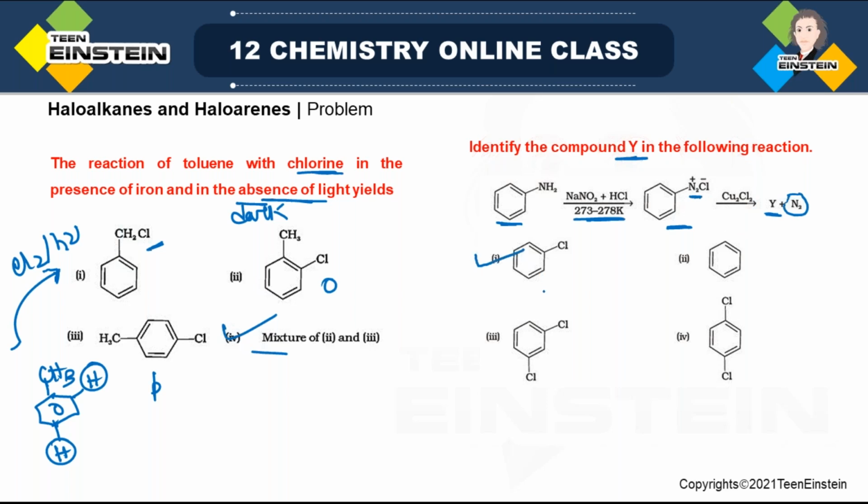And in the previous slide you have already seen we do not get dichloro substitution. So these two are not correct, right? And this is NH2 converted to N2 plus Cl minus, then it is converted to Cl. So benzene is also not correct. So the correct option is the first option.